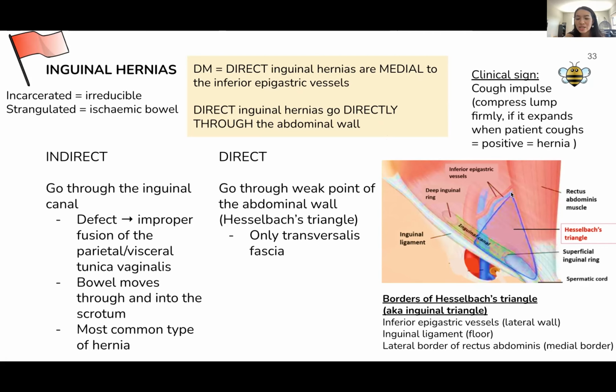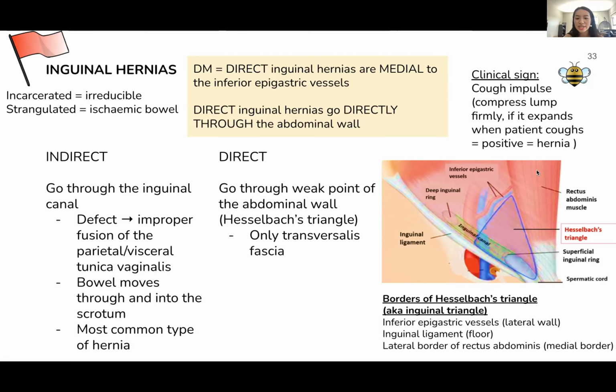This is a weakening in the anterior abdominal wall. So Hesselbach's triangle is weak because there's literally no muscle. You've pretty much only got the transversalis fascia there. So it's like we really failed in evolution, and we left out this part of the abdominal wall that's just not protected. So this is Hesselbach's triangle.